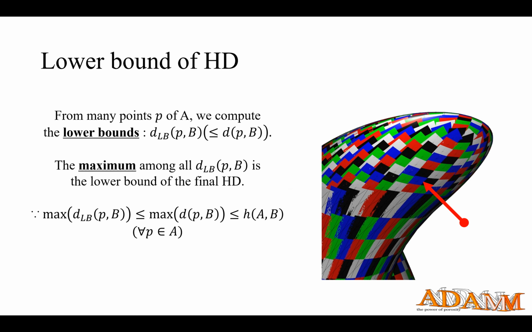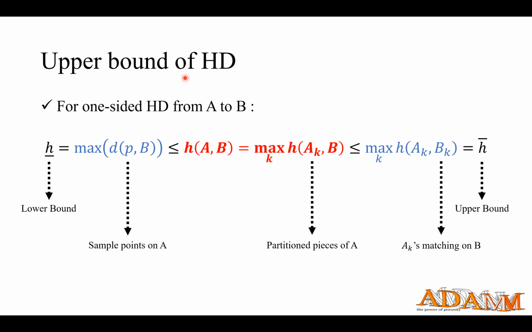Imagine we sample a lot of points from each model and find the lower bound of minimum distance from them to each other model. Then, we can use the maximum value among them as the lower bound of the final HD. We can also compute the upper bound of HD, shown on the right.